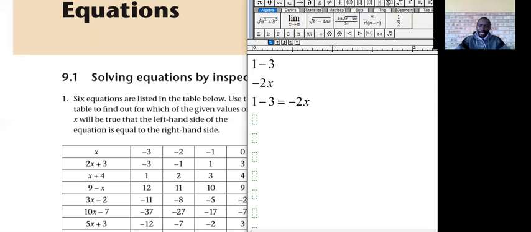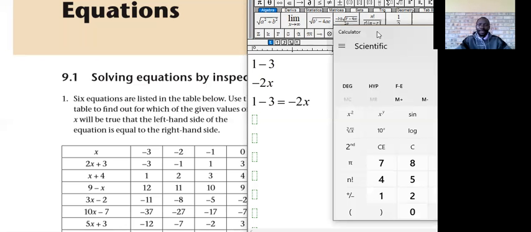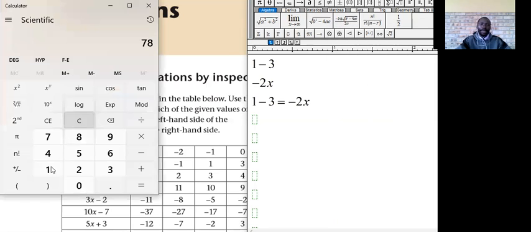For example, in this case, when we subtract 3 from 1, that is 1 minus 3, what do we get? We get minus 2, which we can write on the left-hand side right away. And on the right-hand side, we already have minus 2x. Solving for this means we must find the value of x.